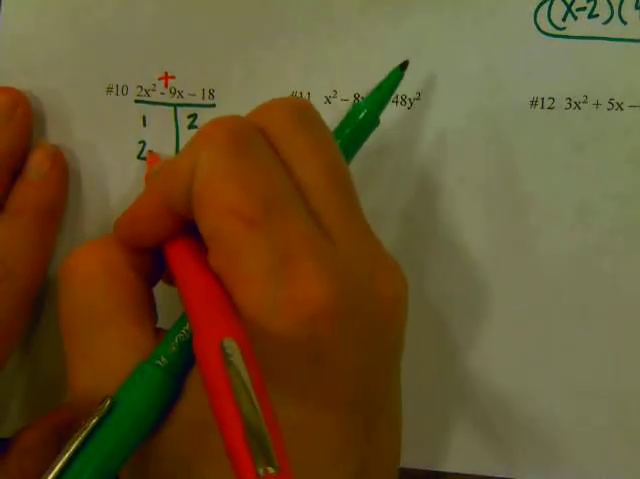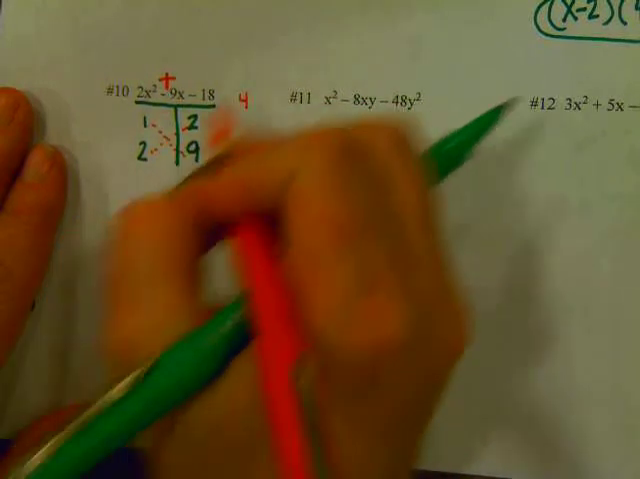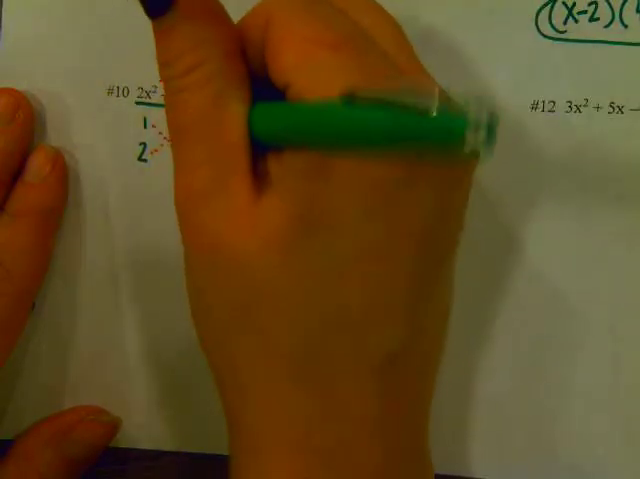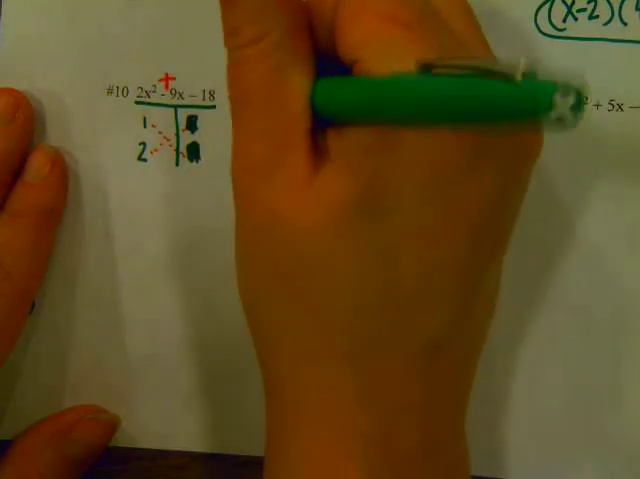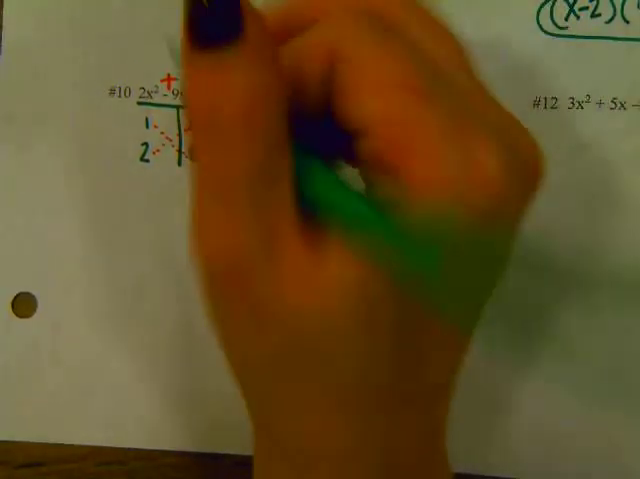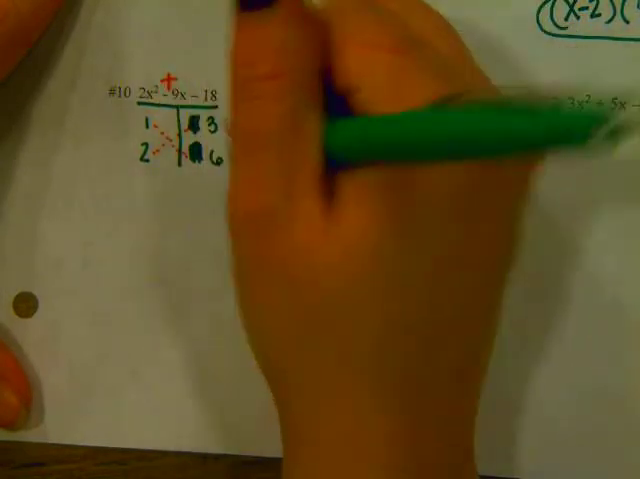Okay, so let's try. 2 times 2 is 4. 1 times 9 is 9. Is there any way 4 and 9 will ever add to negative 9? No. So these numbers don't work. So I cross them off, and let me try to switch the different numbers. So let's try 3 and 6. And if not, I can always switch the order.